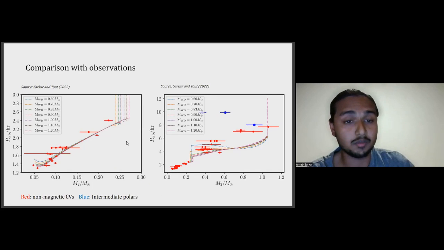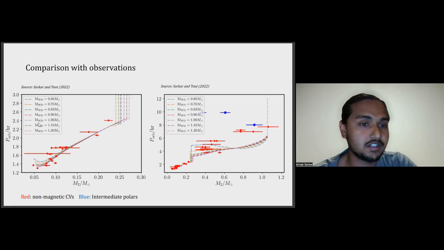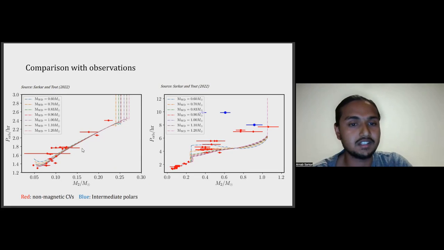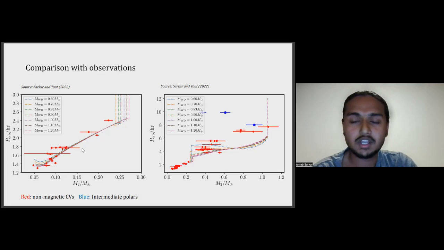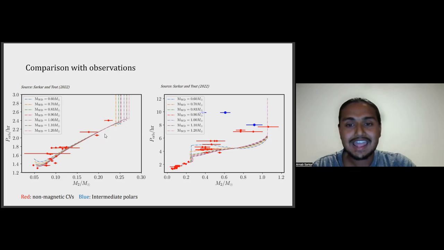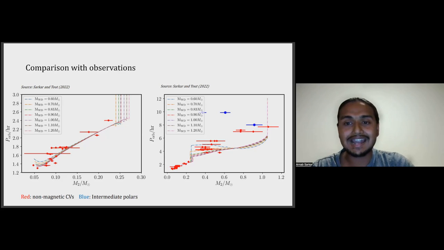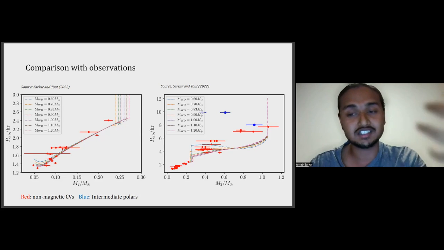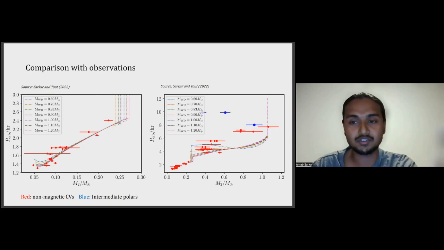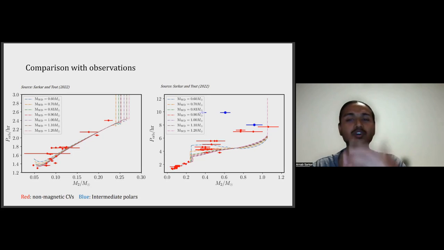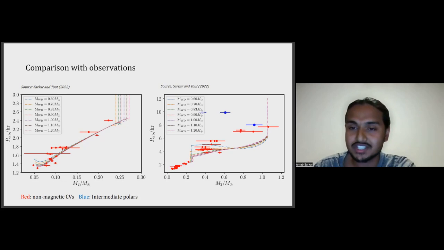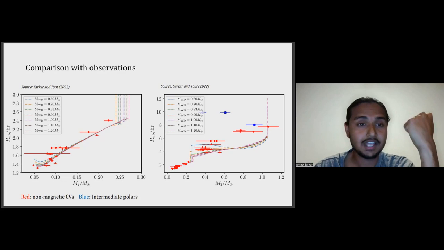Finally, we compare our results to observations. These are all our trajectories for different white dwarf masses, and we compare these to some of the observed systems with well-determined parameters. Below the period gap and right above the period gap, we have very good matches, and we do not get a very good match for these systems. We believe that these are systems where the donor is a bit evolved, so they do not exactly follow the canonical CV trajectory. So we have matched them with AM-CVN trajectories, and we have gotten a good match as well.